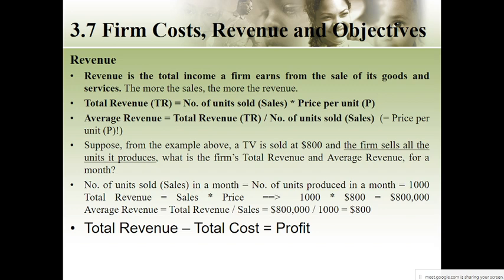The firm costs, how you will get firm cost. Are you okay with that? Okay. Now we have revenue. What do you mean by the revenue? Revenue is the total income a firm earns from the sale of its goods and services.